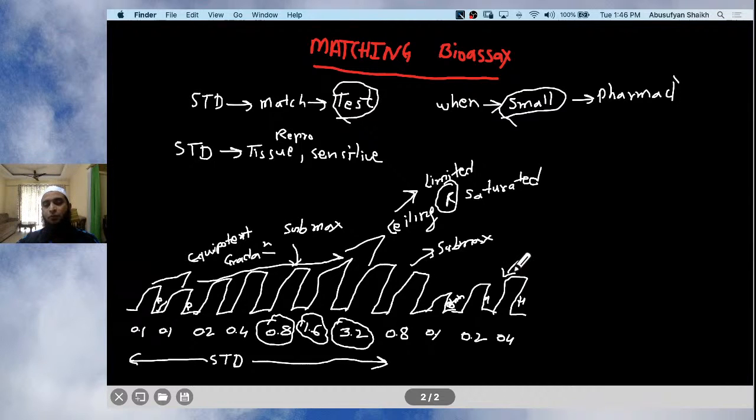So your selection of the test is done. The dose of the test you have selected is 0.4 ml of the test. Okay, so I'm writing here, it is the selected test dose.